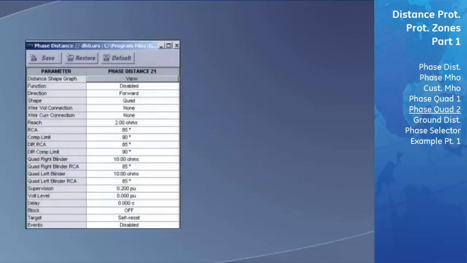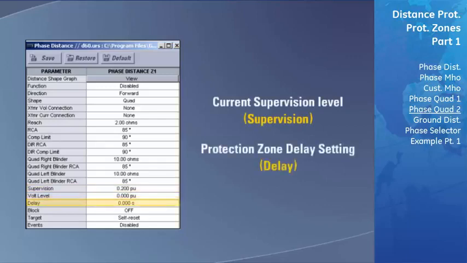The final two settings that need to be set for each phase distance zone of protection, regardless of whether you are using a Mho or quadrilateral characteristic, are the current supervision and the protection zone delay settings. The current supervision setting is labeled supervision and is entered in per unit current quantities. Current supervision is used to block the operation of this zone when the magnitude of the phase-to-phase current is below this set level.